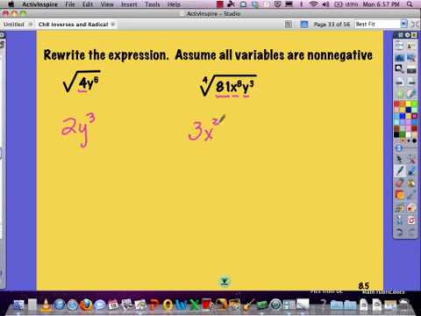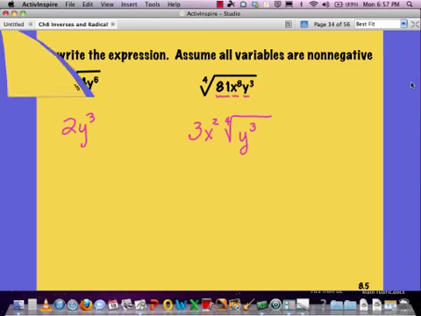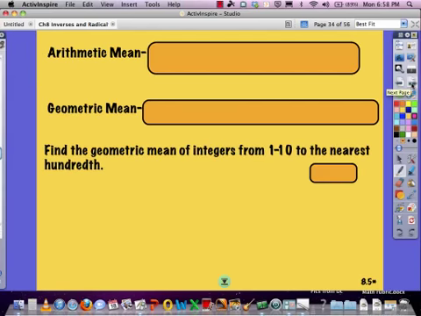Good job. Y to the 3rd taken in groups of 4. Oh, there's a problem. We cannot take a group of 4 out of that one. And we'll end up keeping that y to the 3rd underneath, 3x to the 2nd, times the 4th root of y to the 3rd. That's as simple as you can get. Sometimes you have perfect combinations. Sometimes you have a mixture.